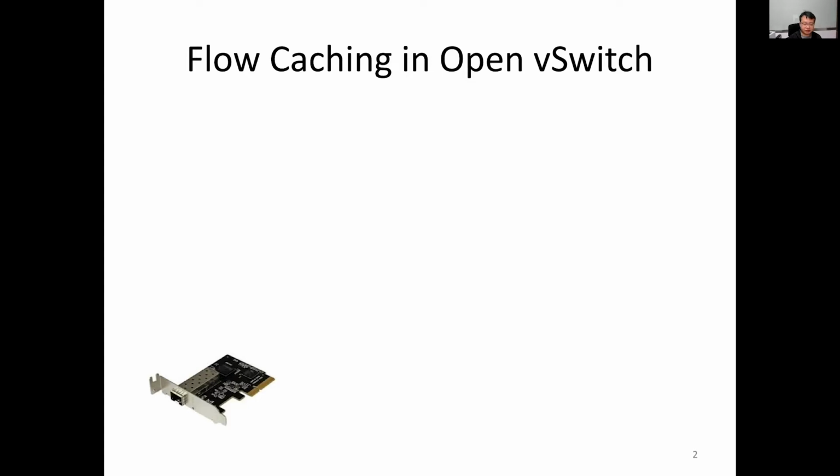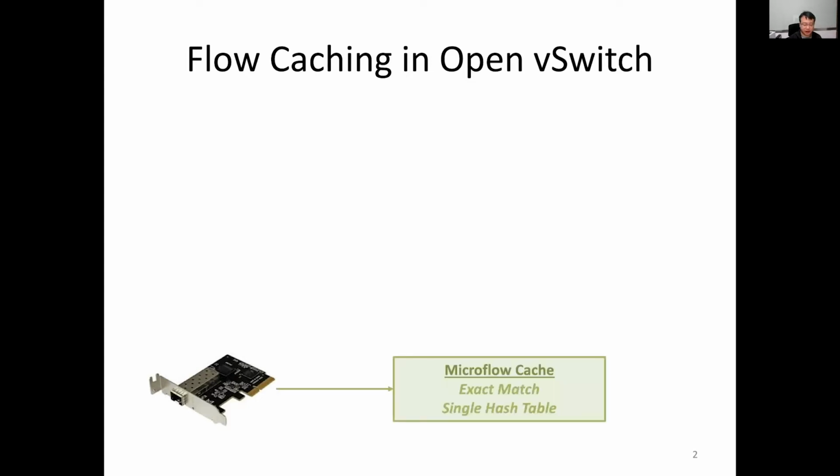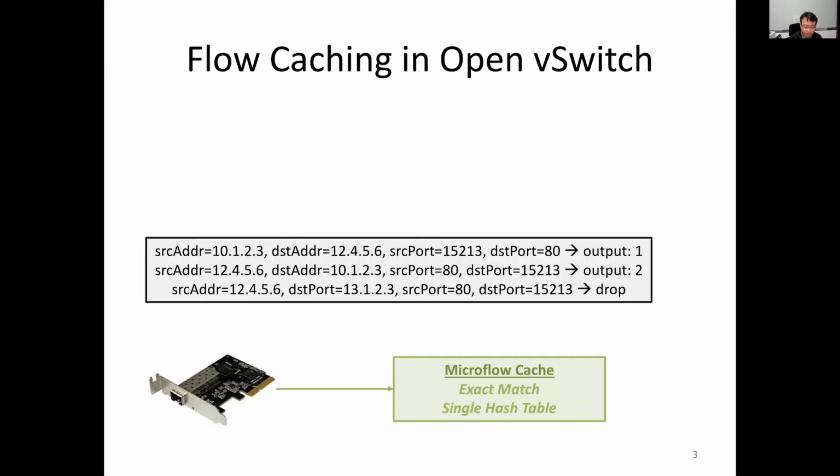When a packet is received by the Open vSwitch, it is first looked up in a layer called the microflow cache. This microflow cache does an exact match using a single cache table. It maps the connection, or the microflow, to the corresponding action the Open vSwitch should take upon this connection.